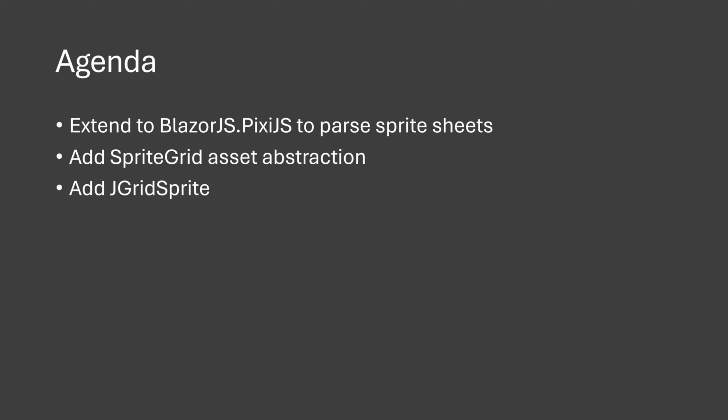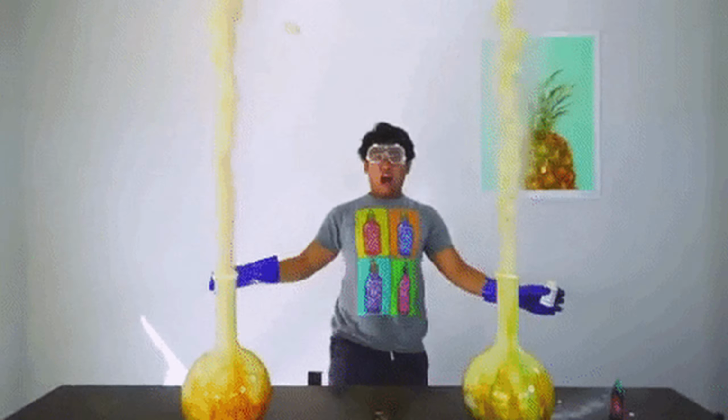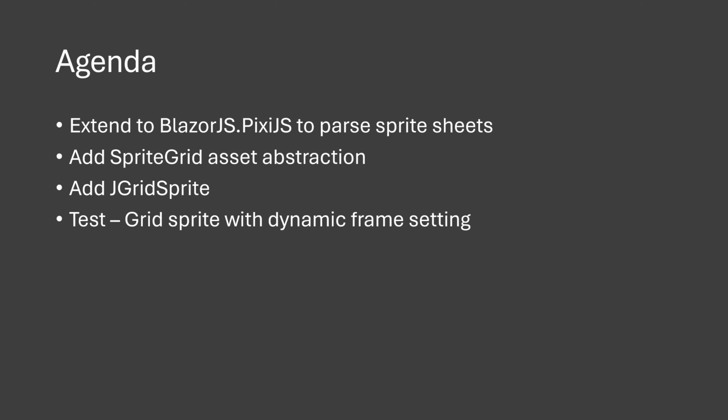Anyway, we are going to add that extended grid sprite, which inherits from the JSprite and has access to this multiple texture asset, as opposed to the JSprite, which only has access to one single texture asset. Okay, and we are going to build a little test page. We'll continue building on the same test application that we started last time, and see how all of this works.